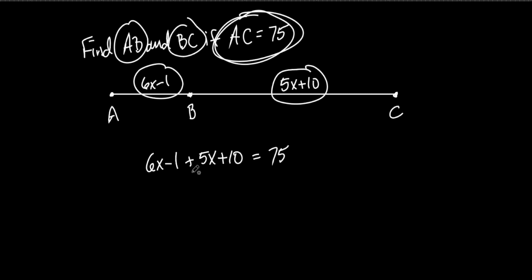You got to look at it. You got to sit back and like, okay, what do I do with that 6x minus 1? What do I do with that 5x plus 10? And what's up with that 75? Where does that come into play? All that stuff you're asking yourself, okay? And then you look at it and like, oh, yeah, those two segments add up to be the whole thing. So there's one segment, there's another segment, there's the whole thing.